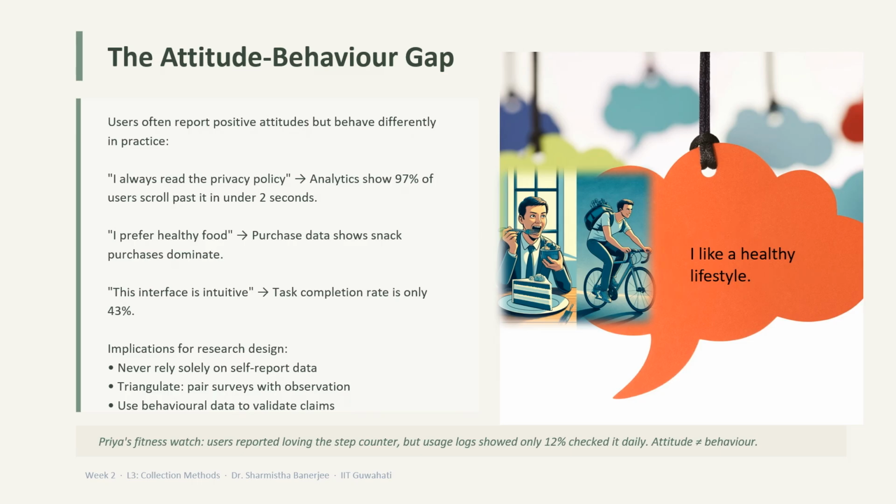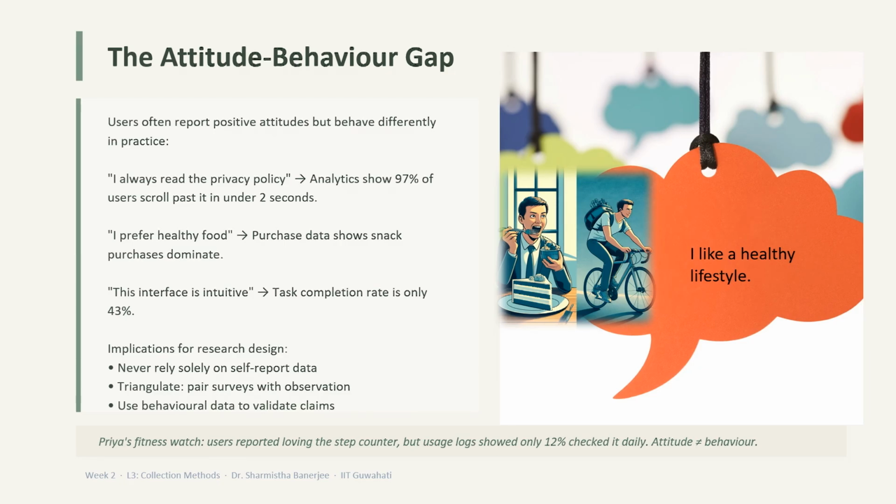So our main idea over here is I want to understand this attitude behavior gap and design accordingly. So users often will say, I always read the privacy policy, but when you collect the data of how fast they scroll through it, you will know how often they read it. They might say, I prefer healthy food, but when you collect their purchase data of what kind of snacks they buy, you will really know whether the attitude and the behavior are going hand in hand.